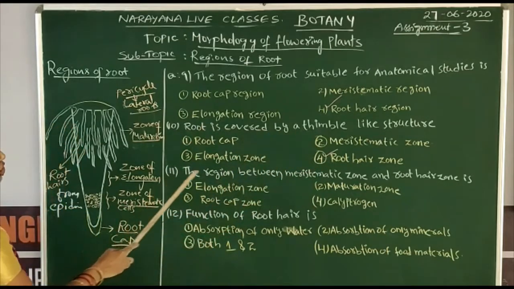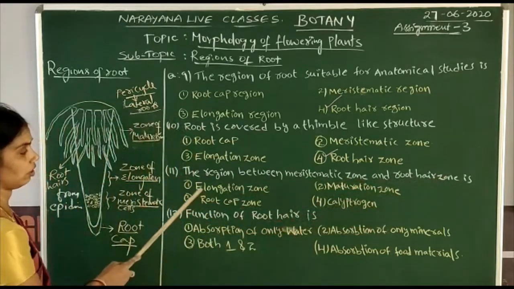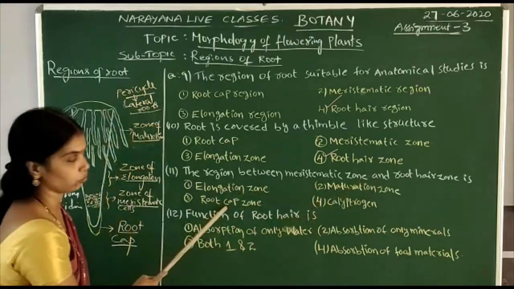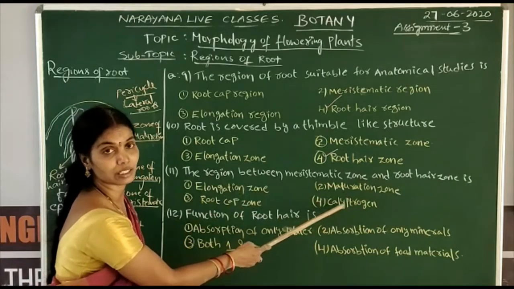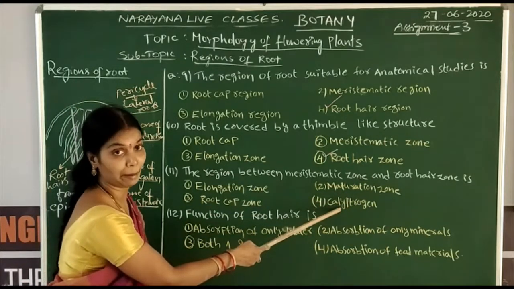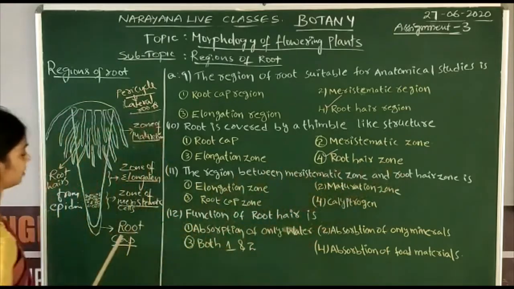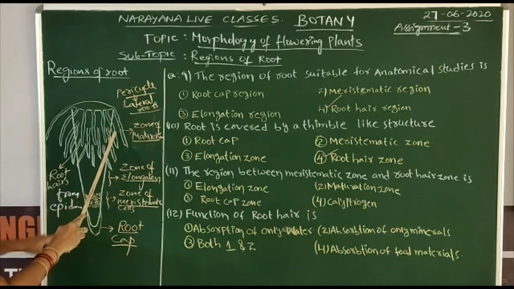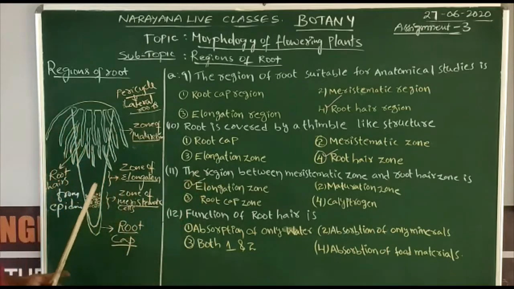Next, 11th question. The region between meristematic zone and root hair zone. Option 1, elongation zone. 2, maturation zone. 3, root cap zone. 4, calyptrogen. So what is calyptrogen? The tissue which forms root cap. So here the question is, what region is seen between meristematic and root hair zone, what is present, children? Here it is elongation zone. So option for 11th question is first option.